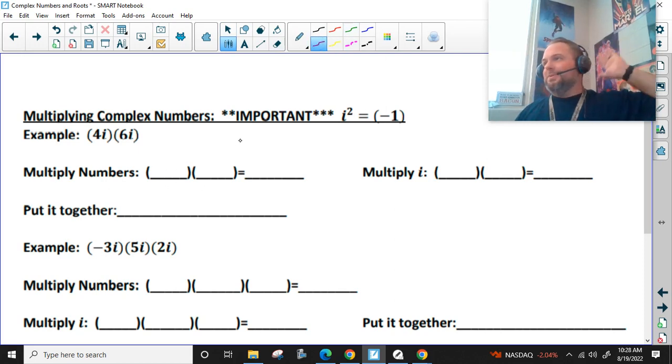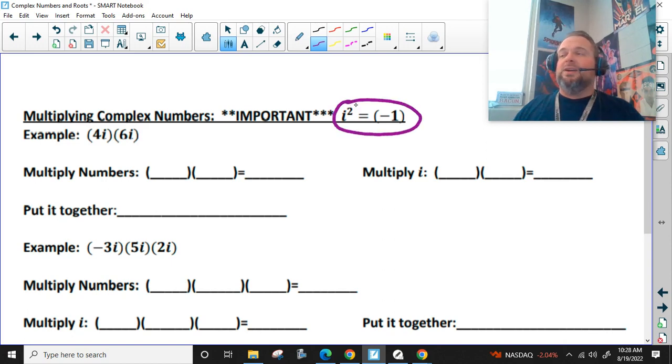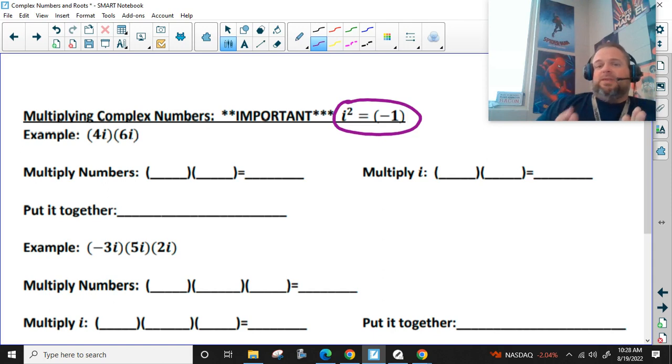So, multiplying complex numbers. Okay. This is the main thing that you need to know. If you ever have i squared, it's -1. That's the main thing. If you see i squared, that i squared now becomes -1. I just need you to say yes. i squared is -1. Don't think about why or who. Just remember that.